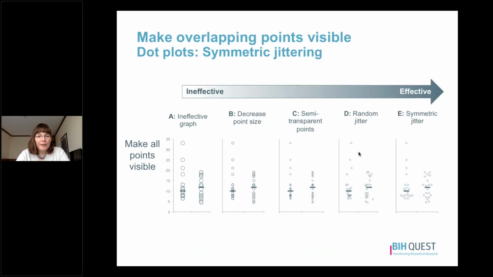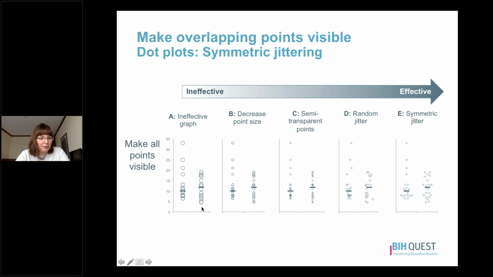If we're working with a dot plot, the thing that we're going to do is to use a strategy called symmetric jittering. You can see a variety of different techniques that we might use outlined here, going from A, which is our ineffective graph, all the way to our most effective graph, which is the symmetric jitter. But we'll walk through these one by one.